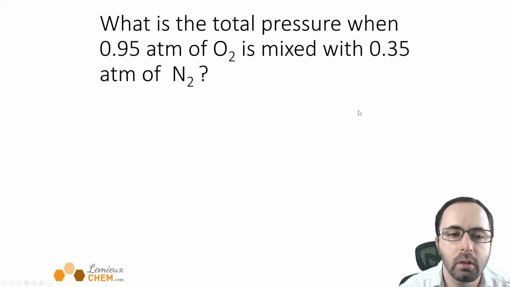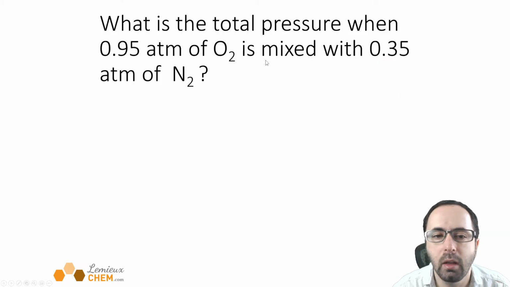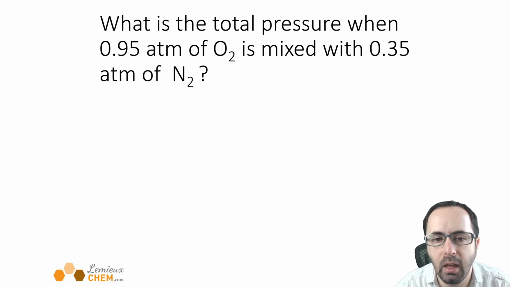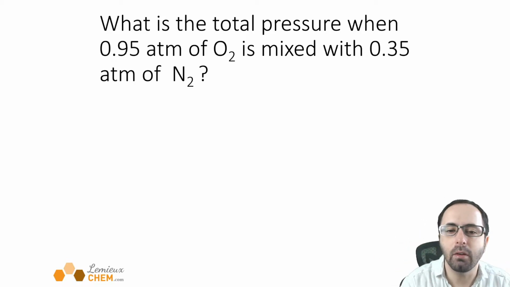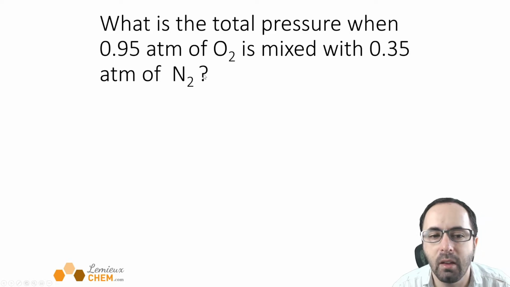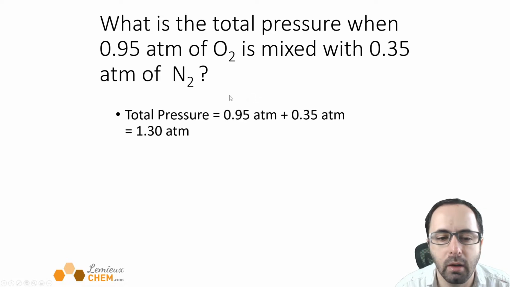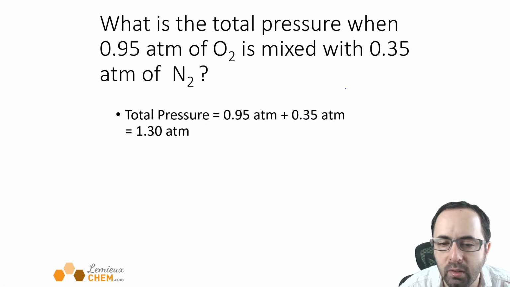So here's another related question. The last one was in millimeters mercury. This one is in atmospheres, but the same idea applies. If we have a box that has 0.95 atmospheres pressure of O2, and then a same-size box that has 0.35 atmospheres of N2, and then we mix those together into another box that is exactly the same size, then the total pressure will simply be the sum of the pressures of the two gases when they were separate. So the total pressure will be 0.95 atmospheres plus 0.35 atmospheres. That is 1.30 atmospheres, and notice the sig figs here.